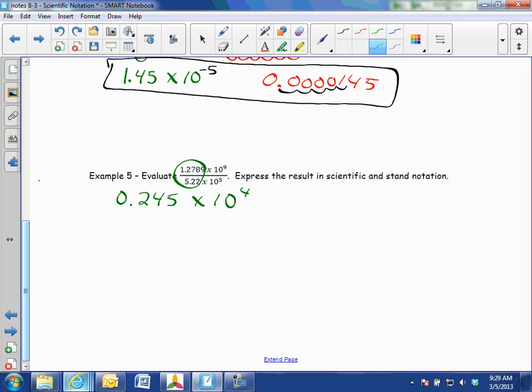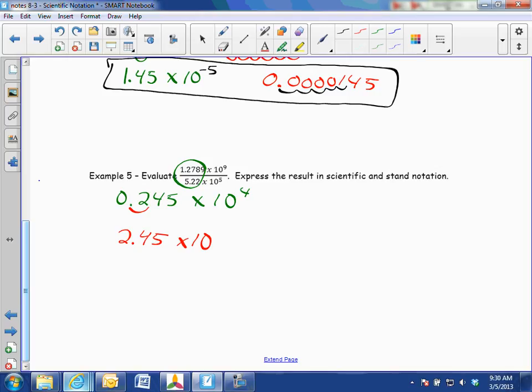No, not quite. Close. What are we going to change? Good, we're going to move this guy over, right? So is it going to be 10 to the 5th or 10 to the 3rd? Good, 3rd, because you're moving it over. How can we check? Write it out.